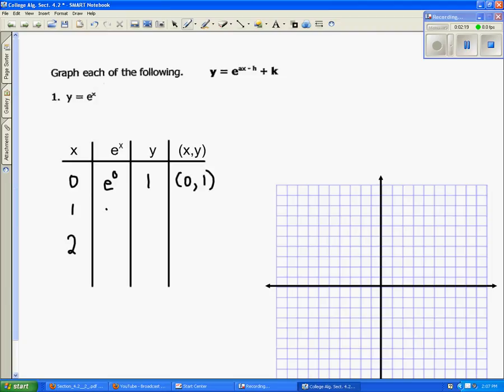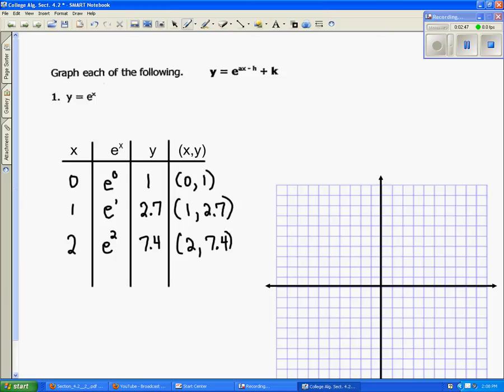The next one I take e, and this time I'm going to put 1 in place of x. So e to the first power, as we looked at a minute ago on the calculator, we're just going to round to 2.7. So it's the ordered pair 1, 2.7. Now if I do e to the second power and plug that in my calculator, I'm going to get approximately 7.4. So I get the ordered pair 2, 7.4.